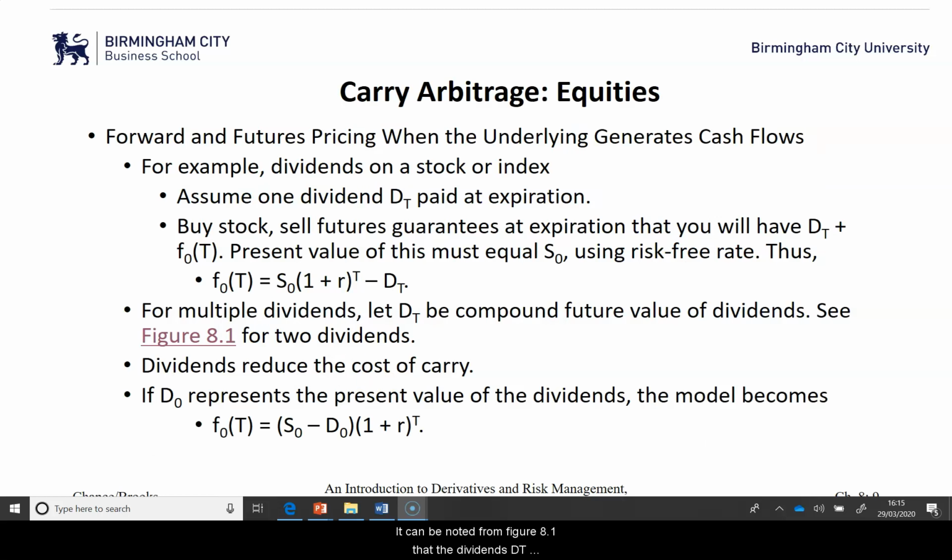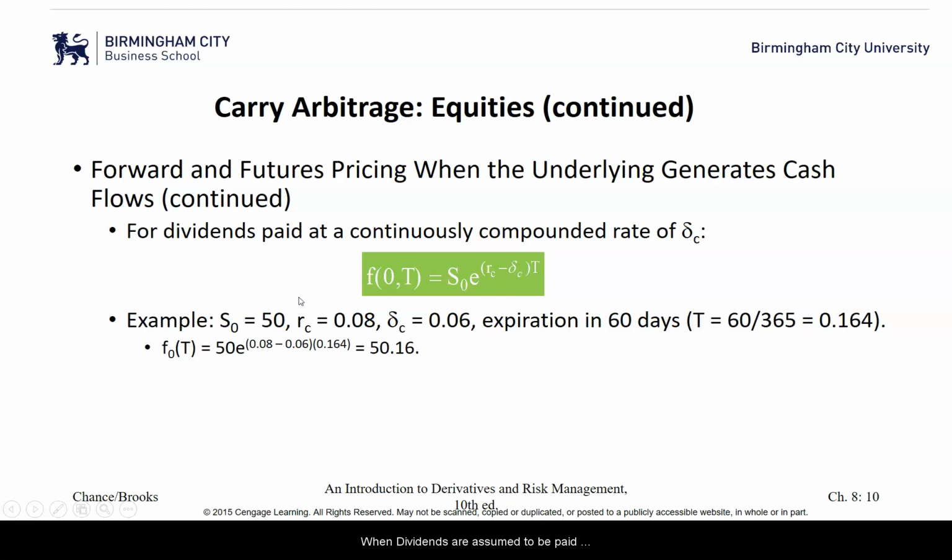It can be noted from figure 8.1 that the dividends DT reduce the cost of carry. If we calculate the present value of DT, we will get D naught. So in that case, we can rearrange this formula, and the future price can then be represented as depicted here in this model. When dividends are assumed to be paid continuously, which is a normal assumption in the case of index futures, we can use this model here to estimate the future price.